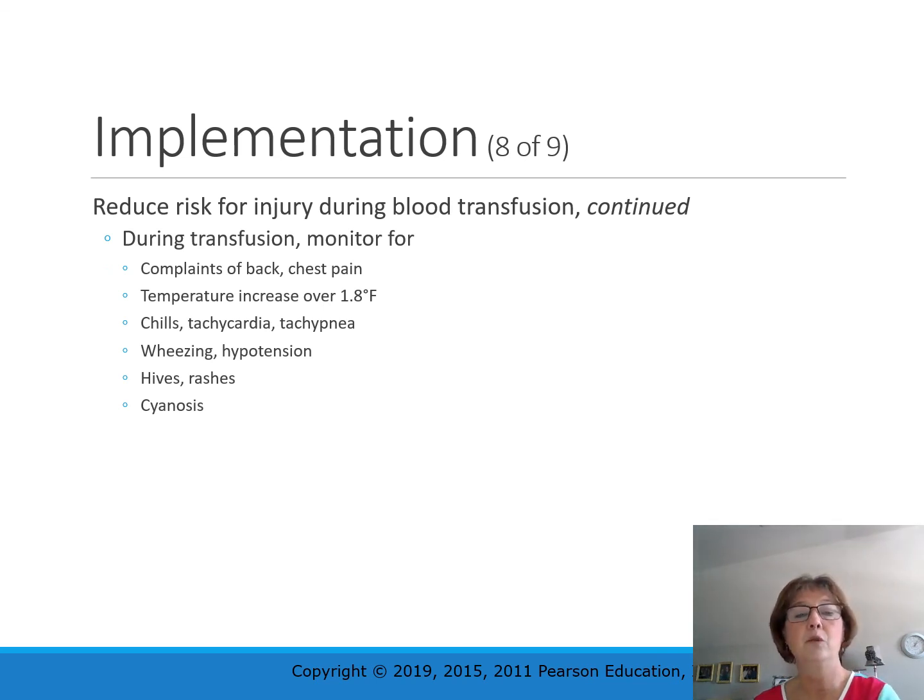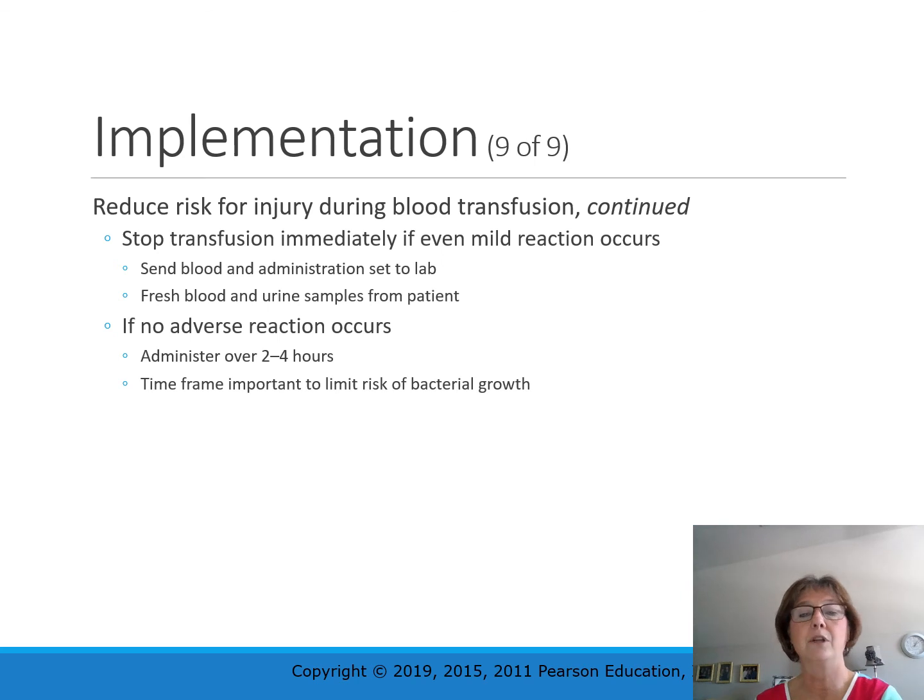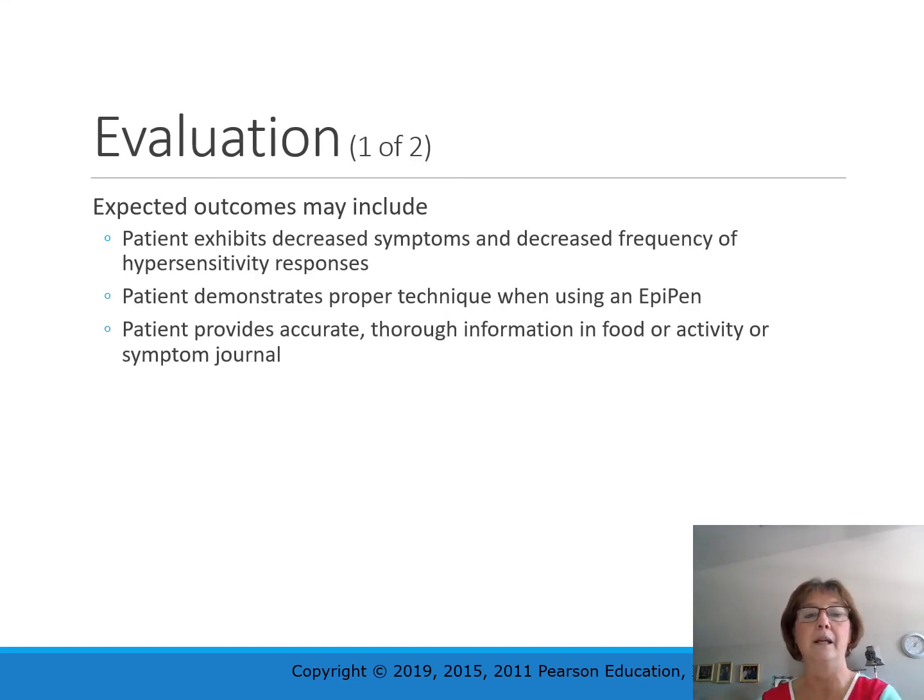During the transfusion, you want to monitor for complaints of back pain, chest pain, fever, chills, tachycardia, tachypnea, severe shortness of breath, wheezing, hypotension. So that's why when you take vital signs, you analyze your data. Stop the transfusion immediately. Send the blood back to the lab with the set attached, and notify the healthcare provider. Administer oxygen. Put the head of the bed up, and don't flush the remaining blood in the line.